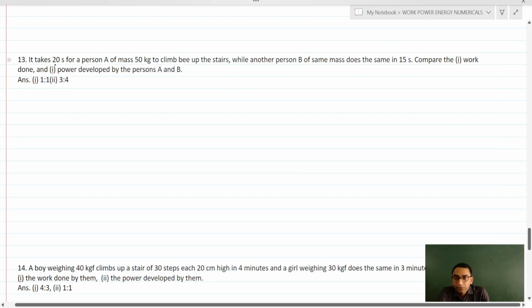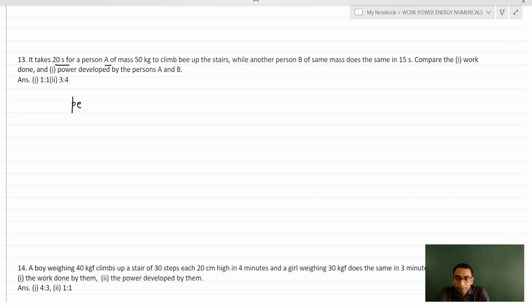Again here it takes 20 seconds for person A. So this is person A, this is person B. Now 50 kg means the weight of this person is 500 Newton. While another person of the same mass, so again 500 Newton is the weight of the person, climbs up the stairs and does it in 15 seconds. So here time is 15 seconds, here this is 20 seconds.